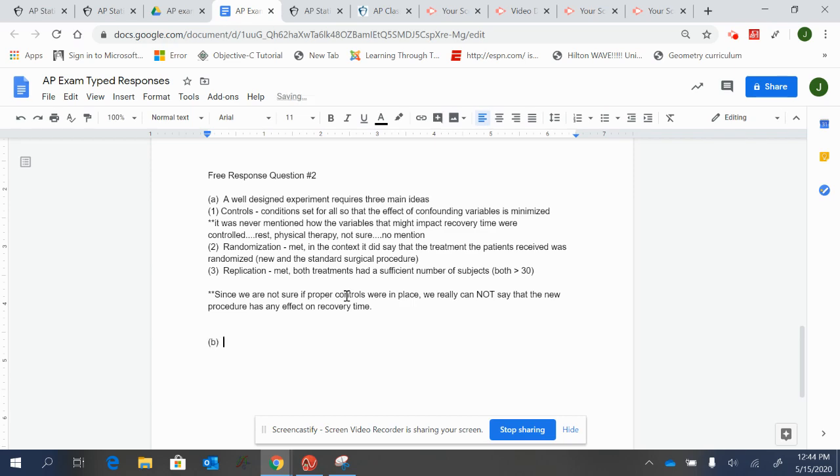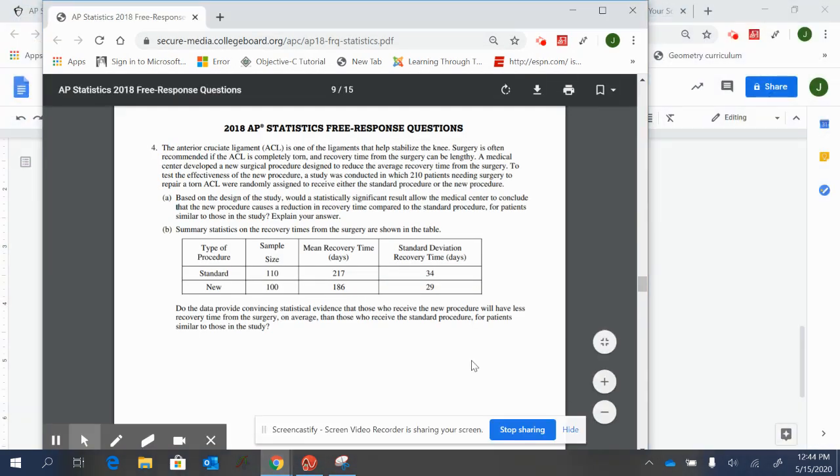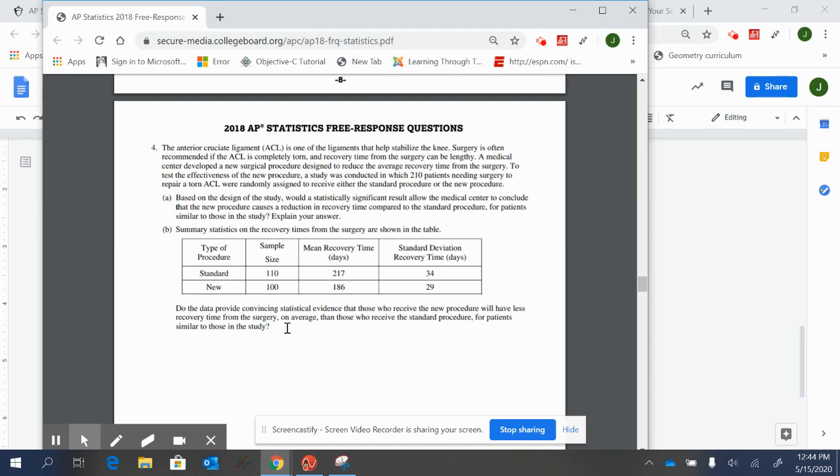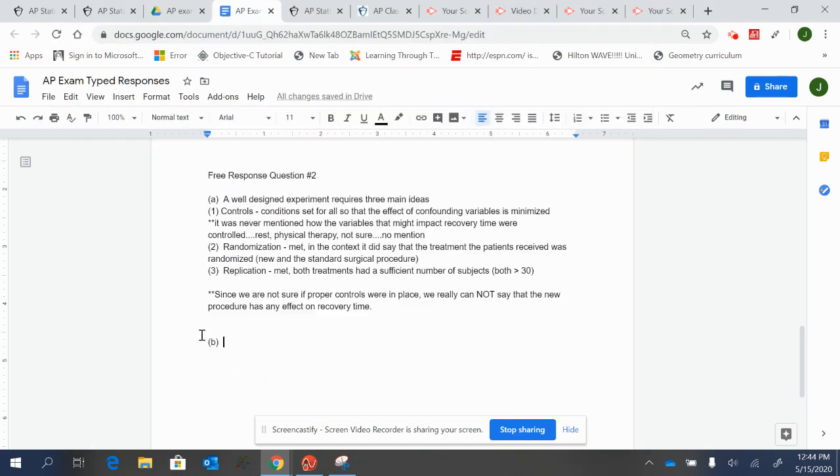And if they're not, we can't really say anything. All right, so part B, I believe, talks about that. Let's see, what does it say for part B? Do the data provide convincing statistical evidence? All right, so they want several parts. First, this is basically a hypothesis test. It's going to be a two-sample difference in population mean. Okay, so the two different means would be the, let's see.